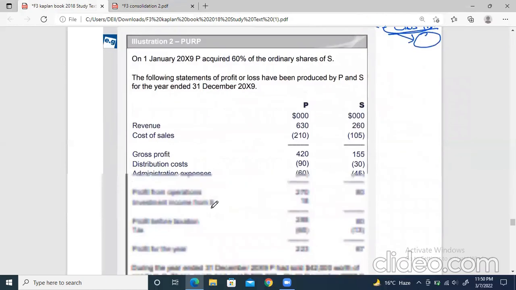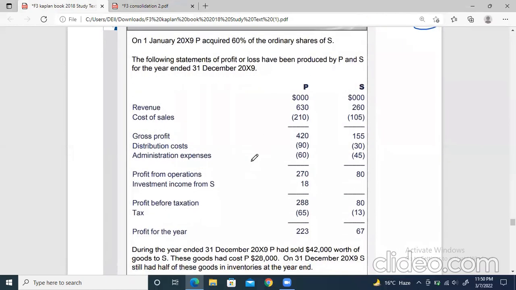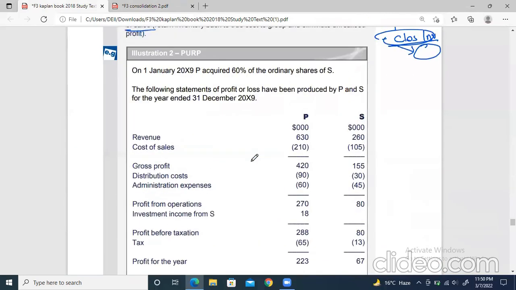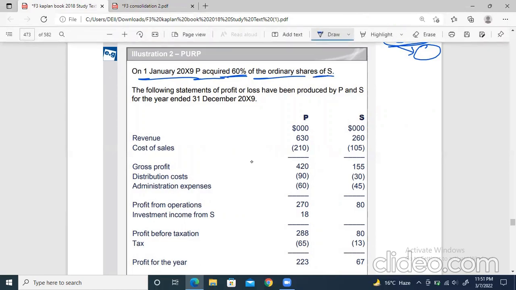Okay, now let's do an illustration, the example for the unrealized profit as well. Let's see this one. Again, it is the same as the above question, right? On 1st January 19, P acquired 60% of ordinary shares of S. Now, what will be the NCI percentage over here? 40%. Right? The following statement of profit or loss has been produced. This is the separate one. We have to combine it. We have to consolidate it, right?